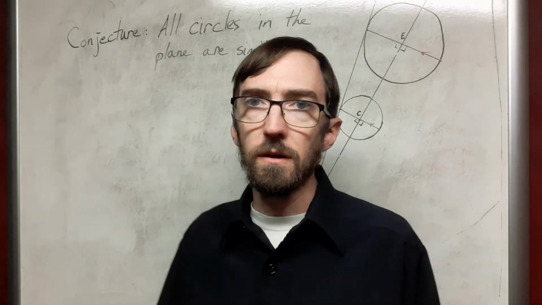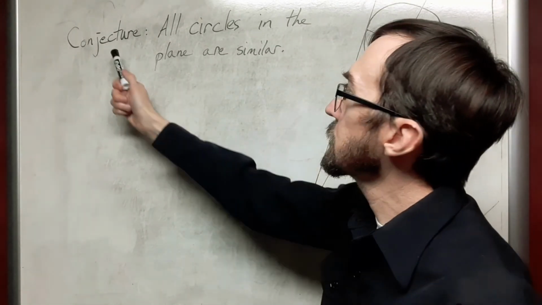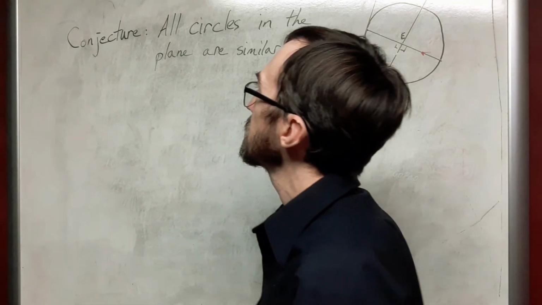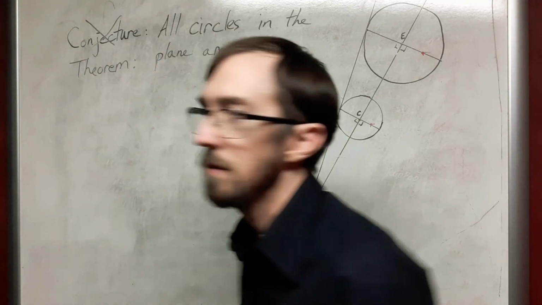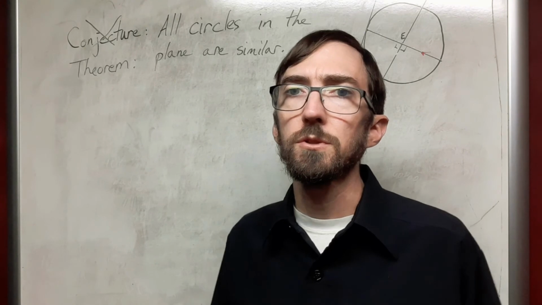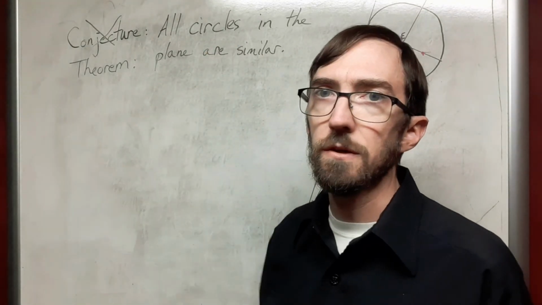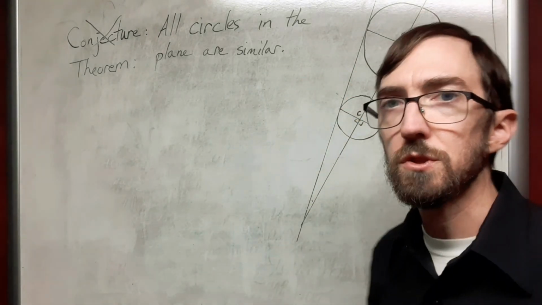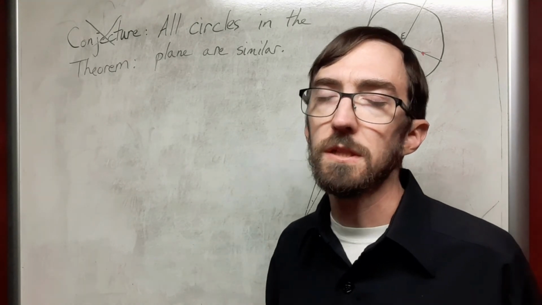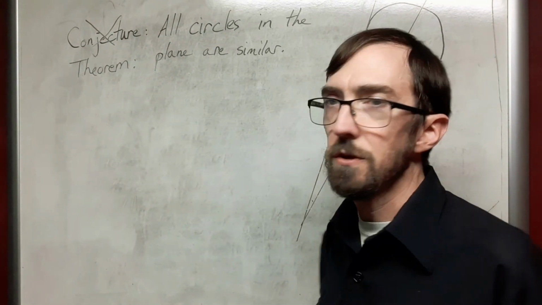Since we have a formal logical proof now, we can change this from conjecture to theorem. And that is how we progress from a conjecture to a theorem in mathematics. Now that we have a proof for this statement, it is a theorem. It was proven in general, so it wasn't a specific set of circles with specific measurements. It was just any two circles in general are going to be similar. And this is our theorem.